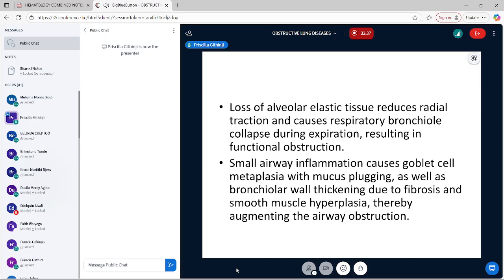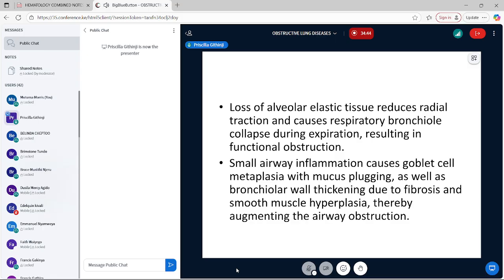So loss of your alveolar elastic tissue reduces the radial traction and causes your respiratory bronchioles to collapse during expiration, and this results in functional obstruction. You need elastic tissue for the alveoli to expand and contract. But now you've produced elastases that have led to elastolysis, so you have breakdown of elastic tissue. Therefore, this will reduce radial traction, and it will cause your respiratory bronchioles to collapse during expiration. You want to breathe the air out, but now your bronchioles have collapsed, and therefore you cannot breathe that air out. And that's why we were saying in obstructive diseases, your forced expiratory volume is usually decreased because of that functional obstruction.